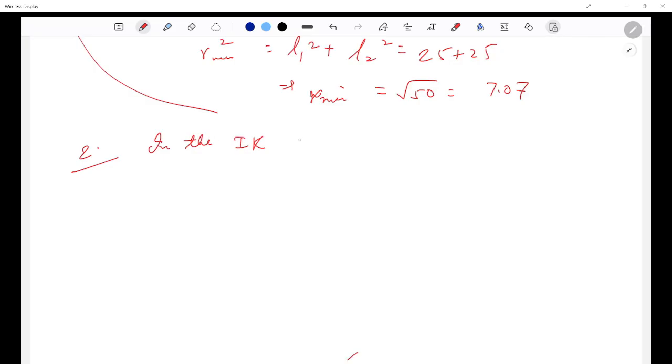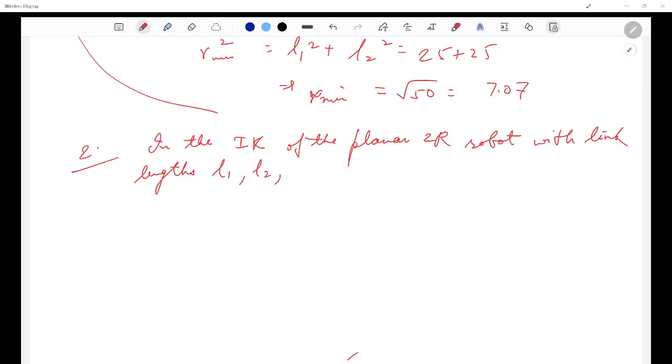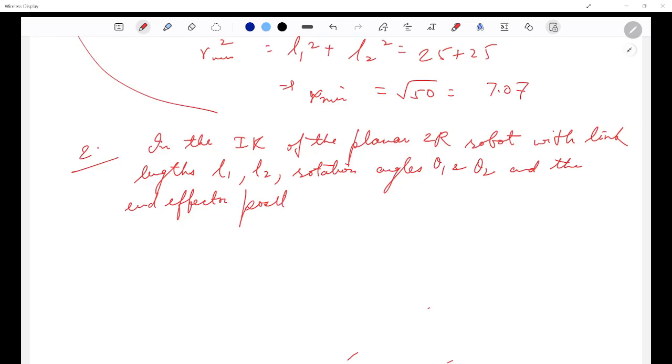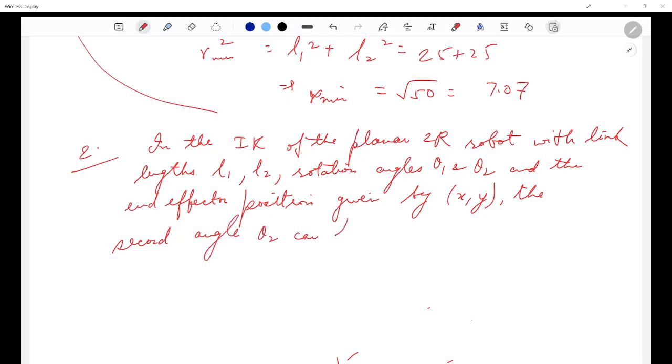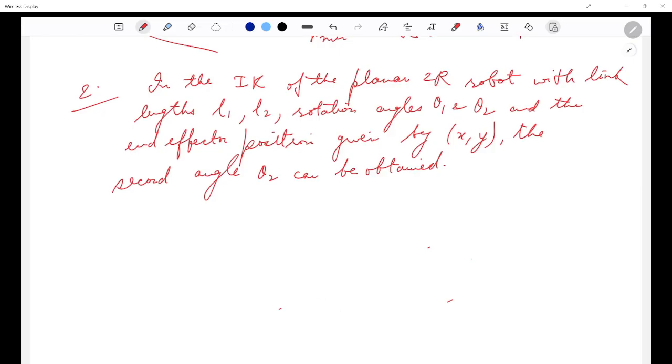In the inverse kinematics of the planar 2R robot with link lengths L1, L2, rotation angles theta 1 and theta 2, and the end effector position given by x, y, the second angle theta 2 can be obtained by what? What would be the answer to this question?